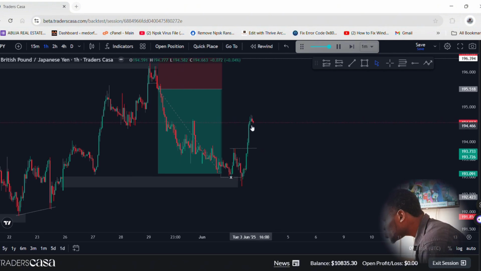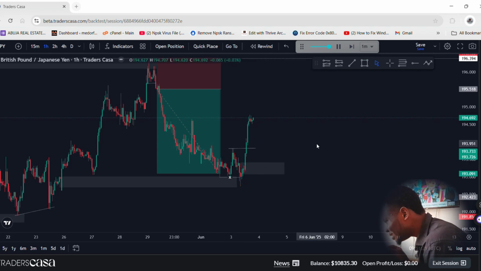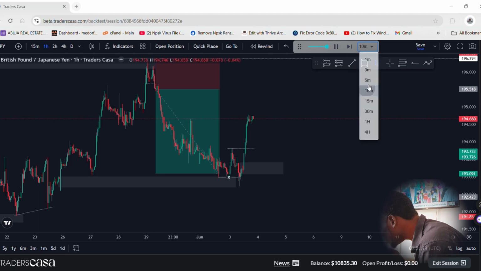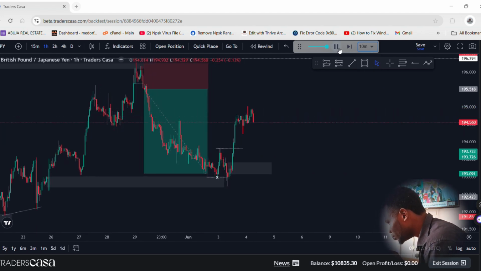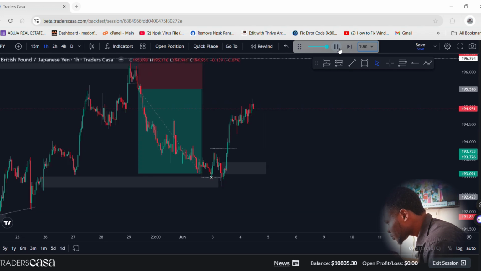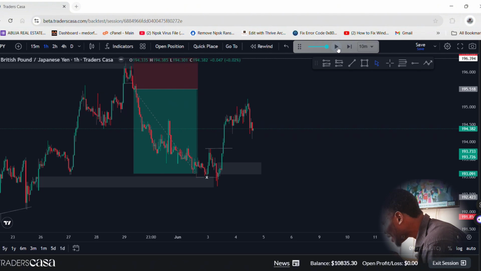So at this point now, if you just jump in here, price will retrace all the way back here and hit you out. So this is where patience comes in. Let me quickly increase the speed so that it will be faster and we don't waste our time here. You can see that price left us. Okay, that move is coming. Let's see if it's nice.